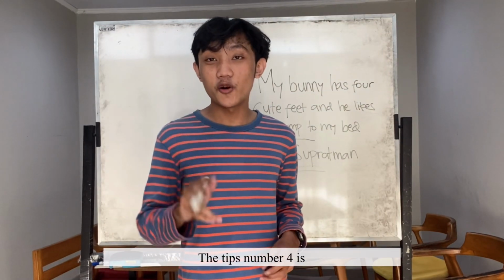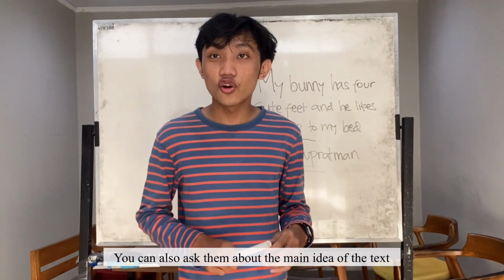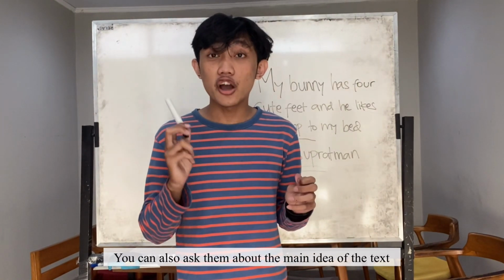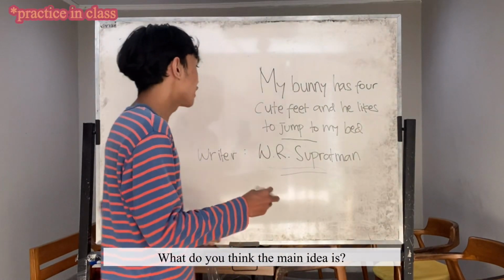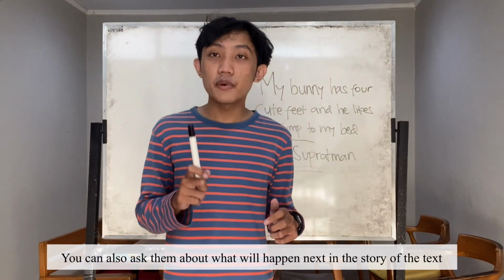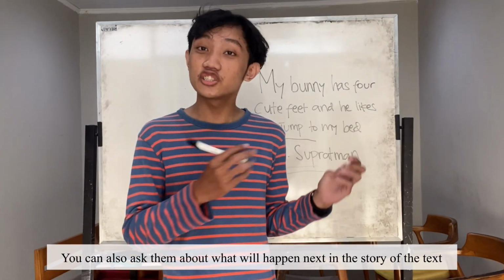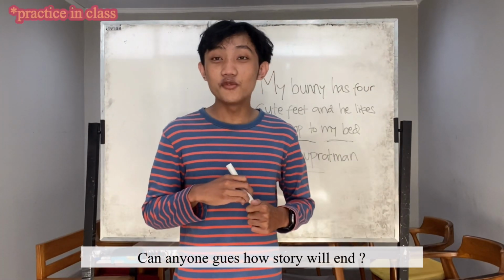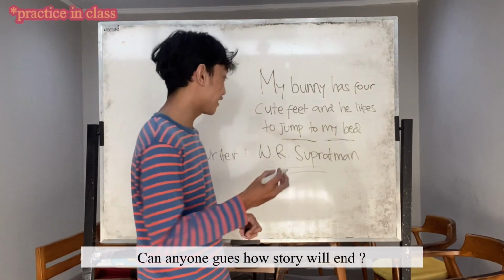And tip number 4 is you can also ask them about the main idea of the text. What do you think the main idea is? Tip number 5, you can also ask them about what will happen next in the story of the text. Can anyone guess how the story will end?